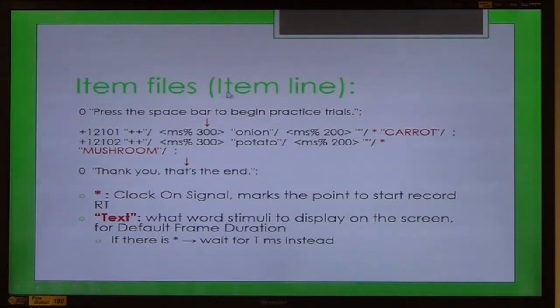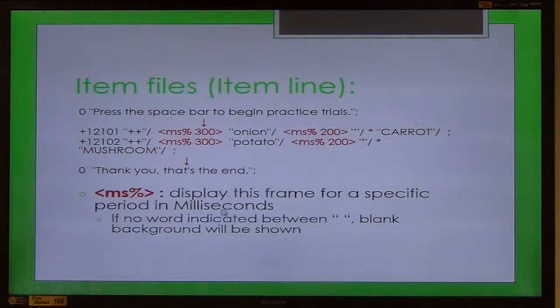So you can see not every frame will have an asterisk, because you usually only present a target for one of the frames. Remember to put your clock on your asterisk correctly. You can use this command or this item to specify how long you want to present that frame. If you still remember, when you were at the header line, there's something called frame duration, right? FD. That is for general properties.